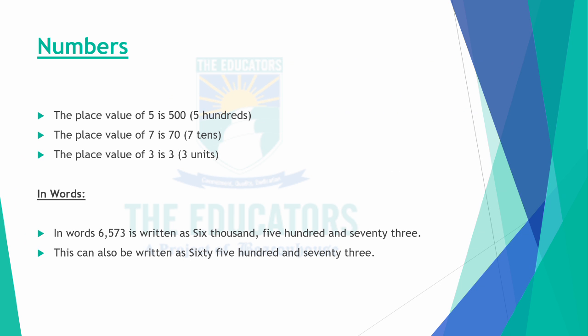Now we would learn how we would write these numbers in words. So we can write it as 6573, or there is another method to write this number. We can write it as 6573.